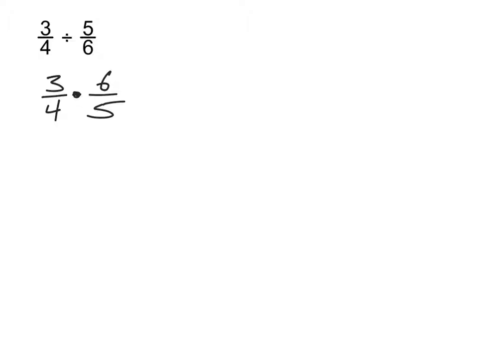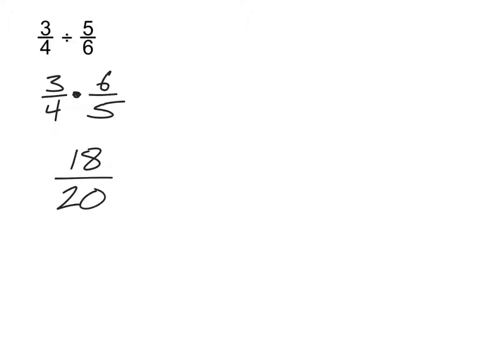Now that I've done that, now you remember how to do this, right? Because now it's just multiplying. How do you multiply fractions? Yeah, straight across the top, straight across the bottom. So on the top then, I'm going to do 3 times 6, which is 18. Multiply straight across the bottom. 4 times 5.